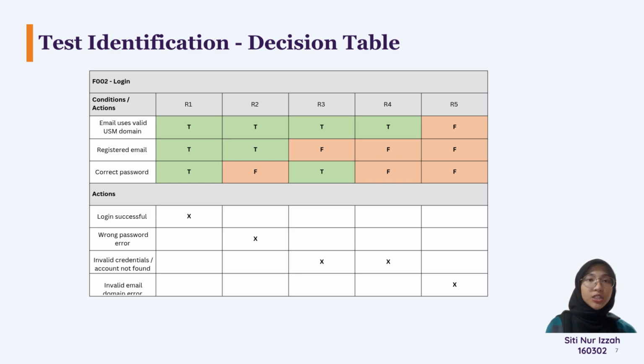Here is our decision table for login feature, where we identify 3 conditions: whether the email used a valid USM domain, whether the email is registered in the system, and whether the password is correct. Hence, this produced 5 rules.